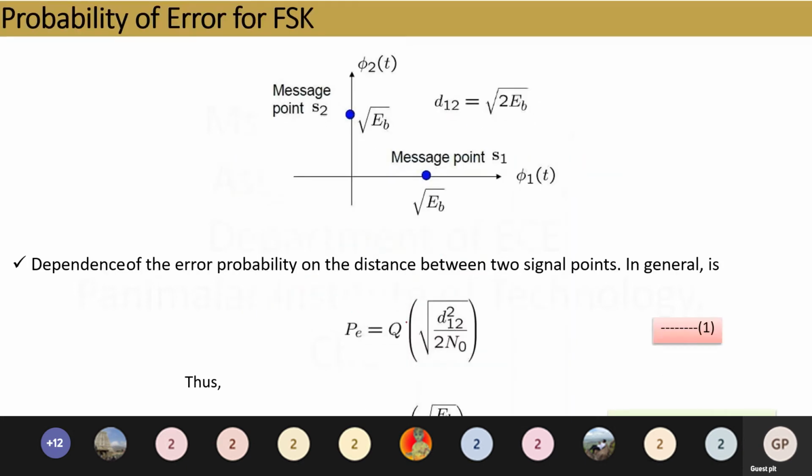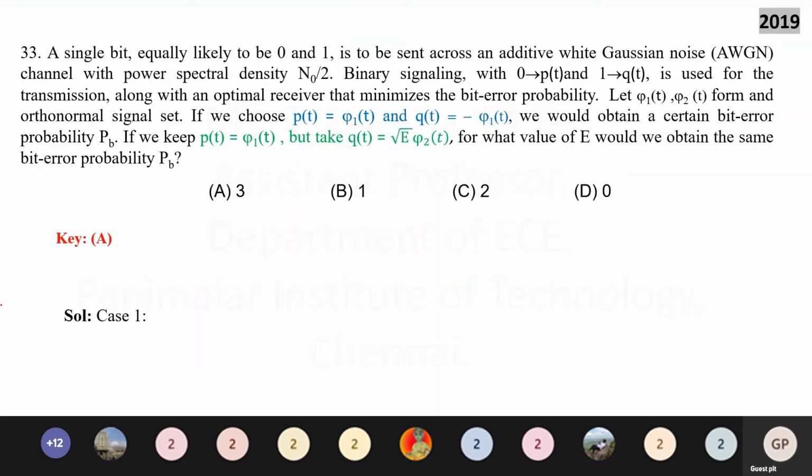The probability of error we also have to calculate. This is the same formula that is used for ASK as well, for BFSK and ASK error probability. If you transmit the data and noise is added, and the data is placed somewhat off, that is called an error, which we have to calculate. The dependence of error probability on the distance between two signal points can be calculated using this formula. This we covered in the last class itself.